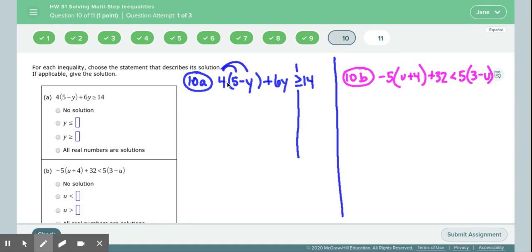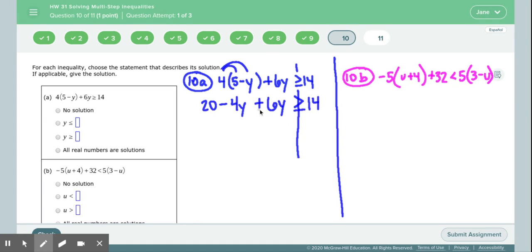That's called distributing. So 4 times 5 is going to give me 20. 4 times negative y will give me negative 4y. And then plus 6y stays the same because it's not inside the parentheses, which means it doesn't get multiplied. Is greater than or equal to 14.